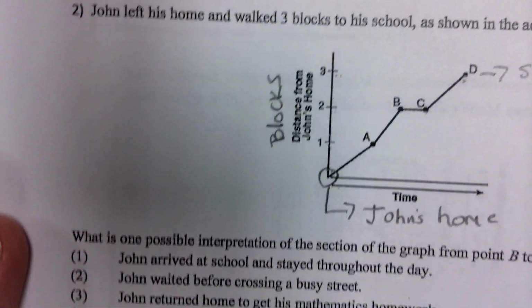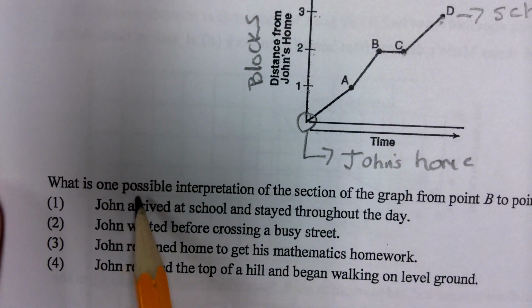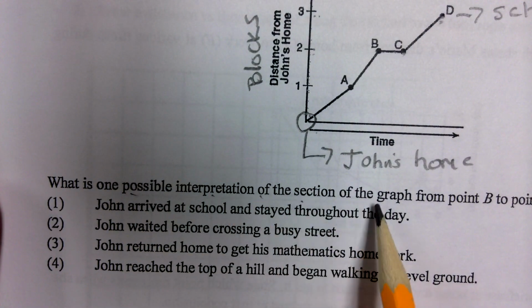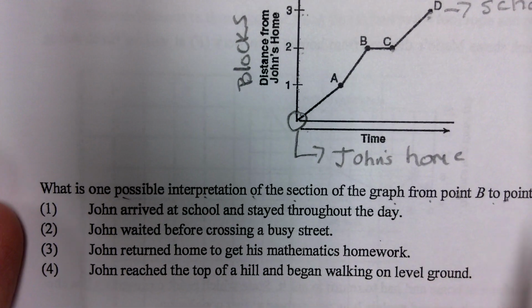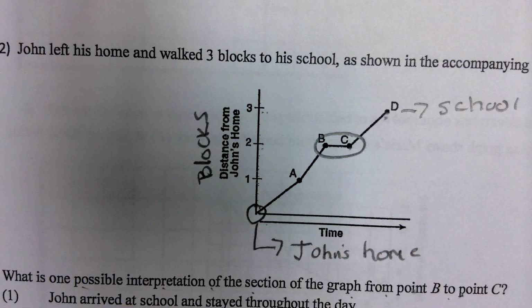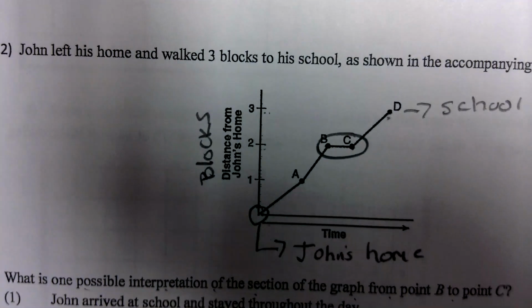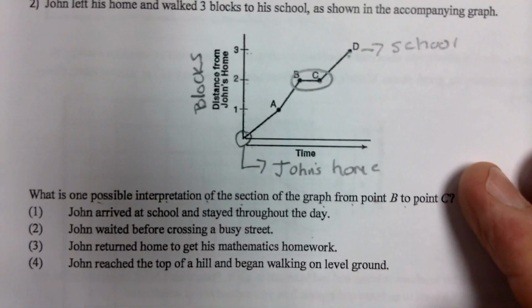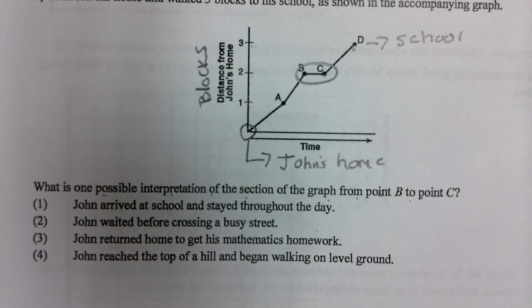Now, the question says, what is one possible interpretation of this section of the graph from point B to C? So in other words, I want to know what's going on here. Okay, so let's go through here real quick and see if we can figure out what's going on. I'm going to start at the bottom real quick.